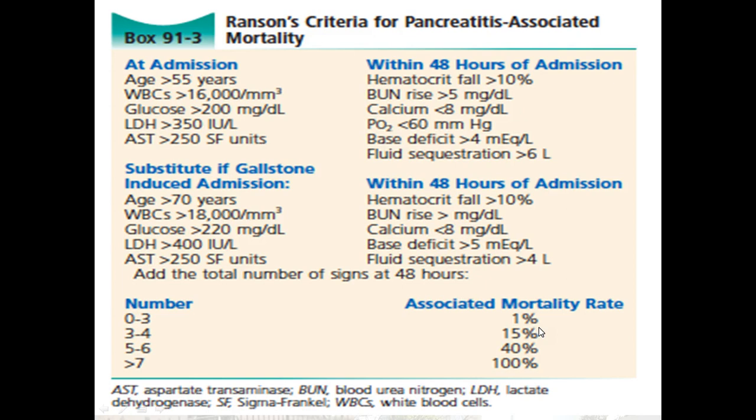But suppose a patient scores more than 7 points. Suppose the patient is more than 55 years of age, his WBCs are more than 16,000, glucose is more than 200, LDH is raised, AST is raised, then his hematocrit fall at 48 hours is more than 10%, his calcium is less than 8. Suppose these are 7 or more, the patient's calculated number is more than 7, then 100% mortality can occur. So Ranson's criteria is basically used to predict mortality in acute pancreatitis. Acute pancreatitis is an emergency.